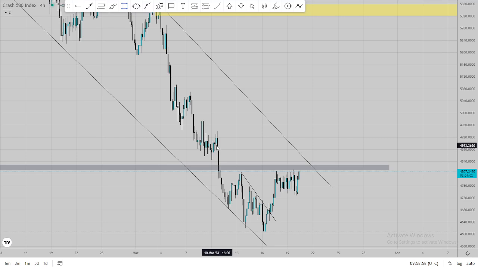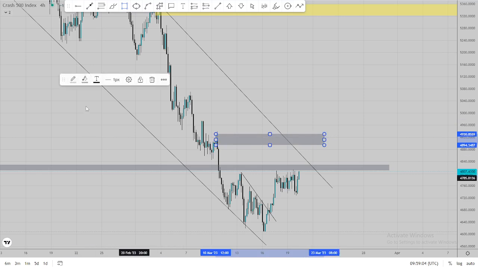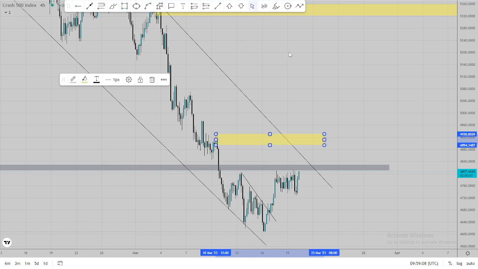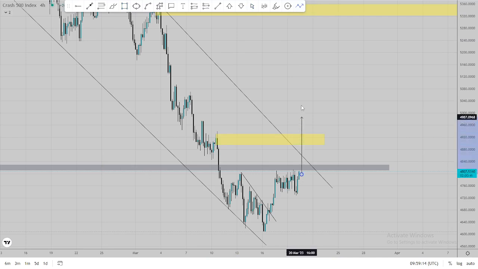Another level that I'm realizing is also this supply zone, which is also an order block. So what I'm now looking forward to is the market to push, retest, boom. Simple structure that I'm now expecting.